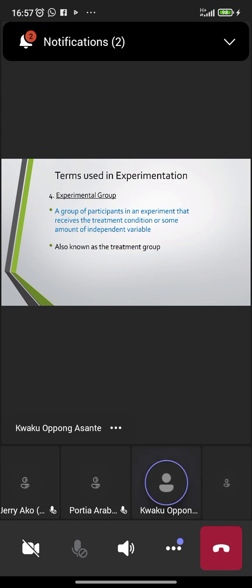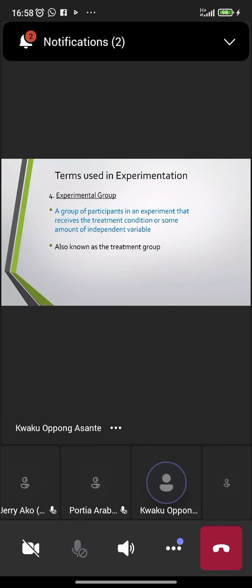The experimental group: we want to look at how tutorial attendance influences academic performance. Those who will receive the tutorials are classified as the experimental group, and that is the independent variable. The group that will not go to any tutorials will be called the control group. So in experimentation, take note, the experimental group is also known as the treatment group.